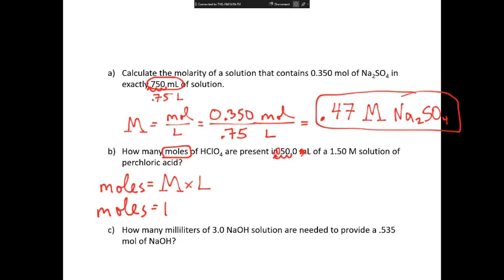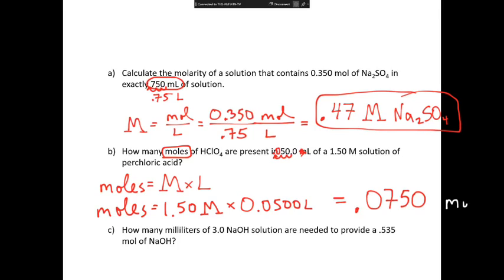1.50 molar, which means moles per liter, times 0.050 liters. All right, and this one I think I need 3 sig figs because of the 50.0 milliliters and the 1.50 molarity. So I'll call it 0.0750. And my unit here is going to be moles. And I'll be specific. It's moles of HClO4.